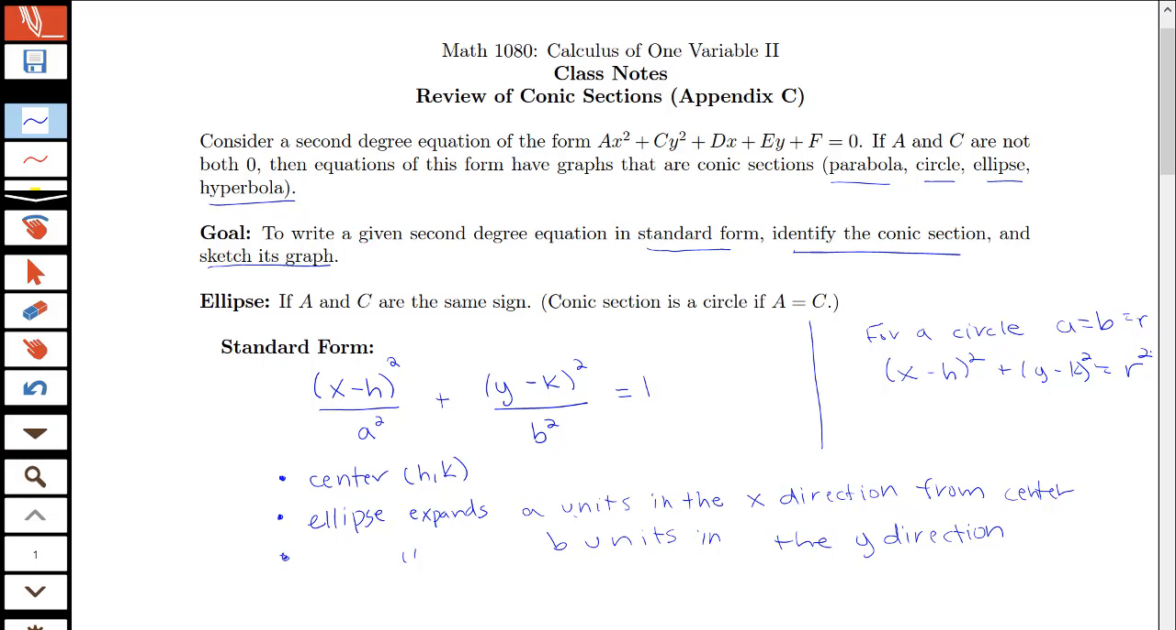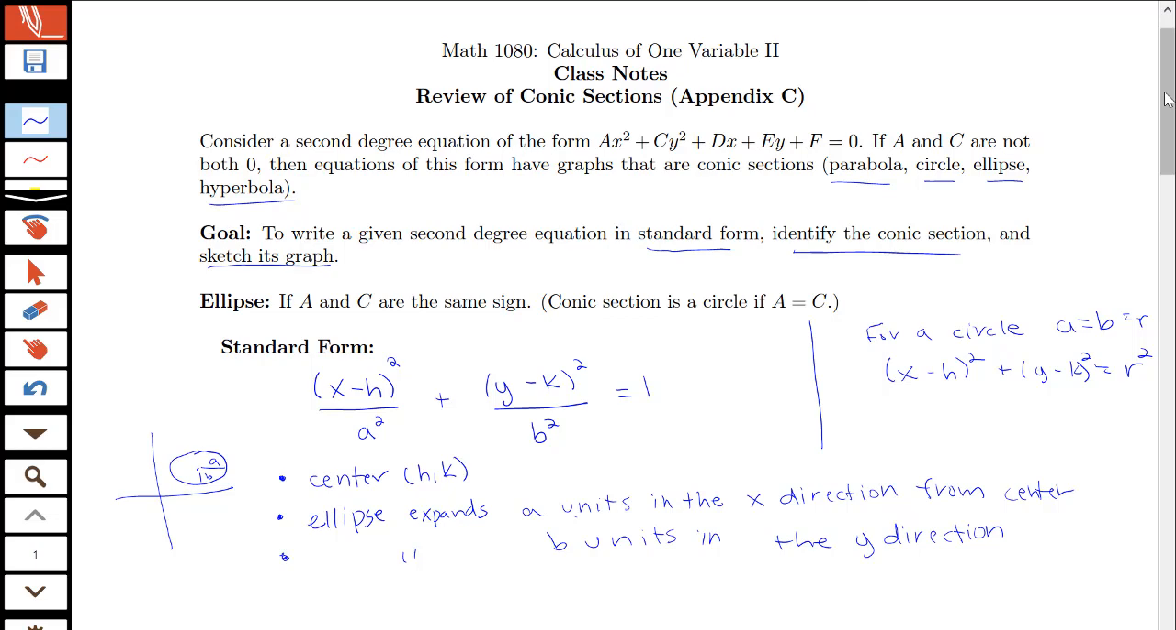So what do we mean by this expands in these different directions? Well, if I have an ellipse looking something like this, there's my center. A here would be the distance from the center to an edge. A is our horizontal distance, so this would be b, the vertical distance, and a here would be that horizontal distance out from the center. So that helps us get our sketches.